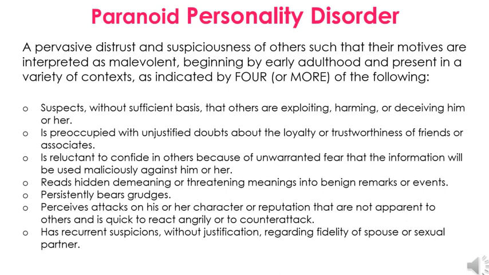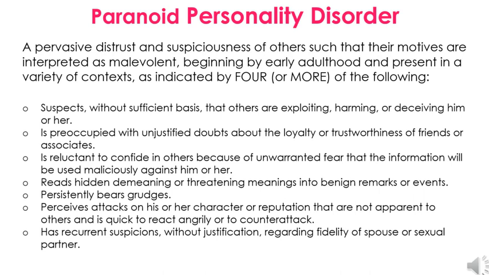According to DSM-5, a person with paranoid personality disorder should have four or more of the following, beginning by early adulthood. 1. Suspects, without sufficient basis, that others are exploiting, harming, or deceiving him or her. 2. Is preoccupied with unjustified doubts about the loyalty or trustworthiness of friends or associates. 3. Is reluctant to confide in others because of unwarranted fear that the information will be used maliciously against him or her. 4. Reads hidden demeaning or threatening meanings into benign remarks or events.